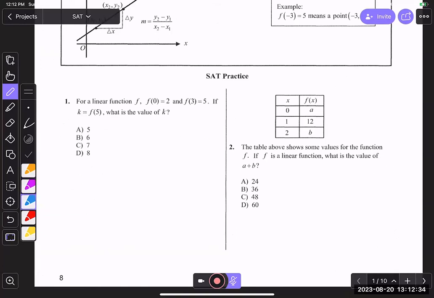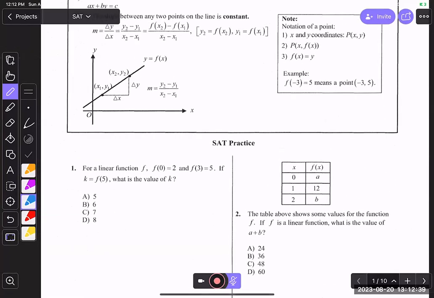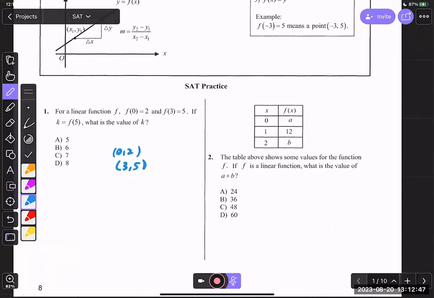First I would find the slope by taking the coordinates. The first one is (0, 2), and the second one is (3, 5). Then I would plug it into the slope formula. So 5 minus 2 is 3, and 3 minus 0 is 3. So the slope is 1.